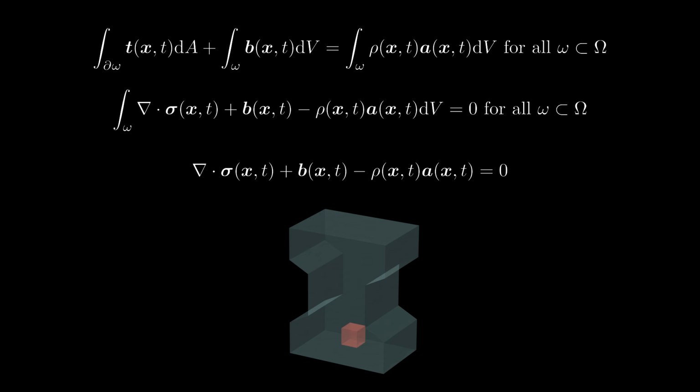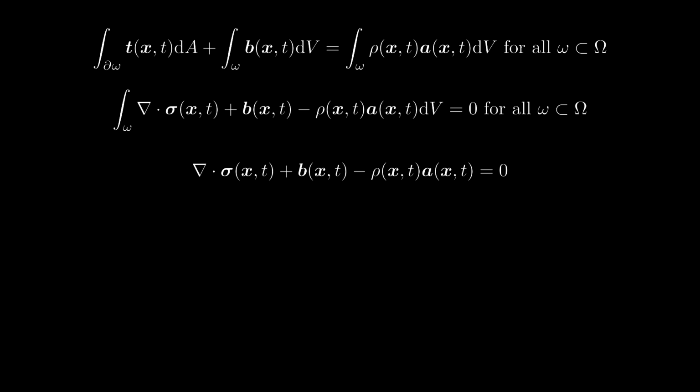The key point is that the global balance of linear momentum must hold true for any smaller region inside omega. This means that the integral of the divergence of sigma plus b minus rho times a must be 0 for all possible regions lowercase omega. And this is only possible if the integrand itself is 0 everywhere. We finally arrived at the local form of the balance of linear momentum in continuum mechanics.